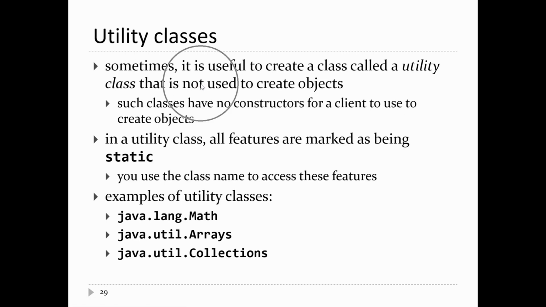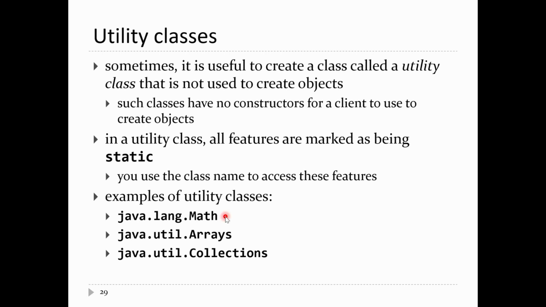Every once in a while, it's useful to create a class where you do not want to make any objects using the class. And so assignment 1 was an example of that. You had a class, everything was static. That's an indication that that thing is what's called a utility class. You're not using the class to make objects. Instead, you're using the class because it's got some methods and perhaps some fields that are useful to you. So in a utility class, everything is marked as static. If there's anything that's not static in the class, it's not a utility class.